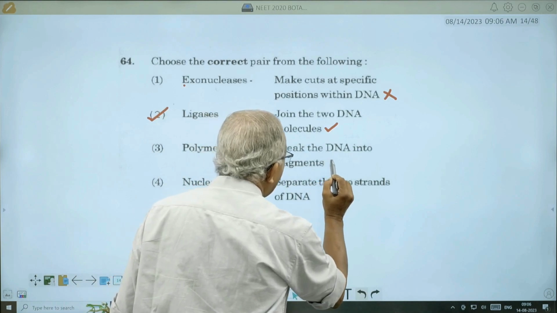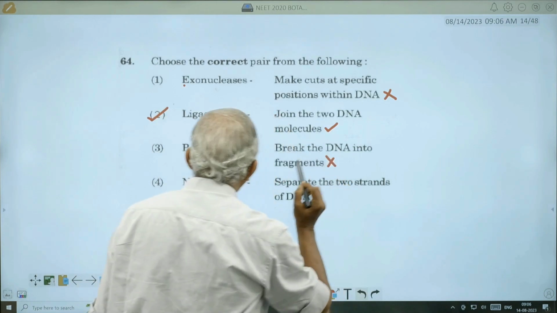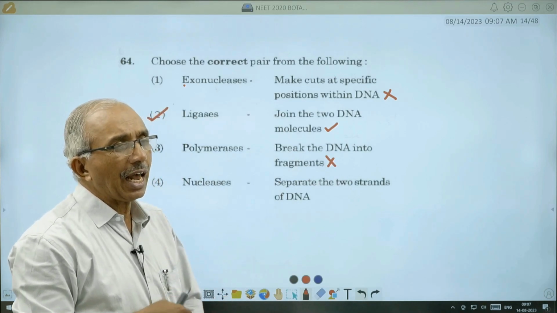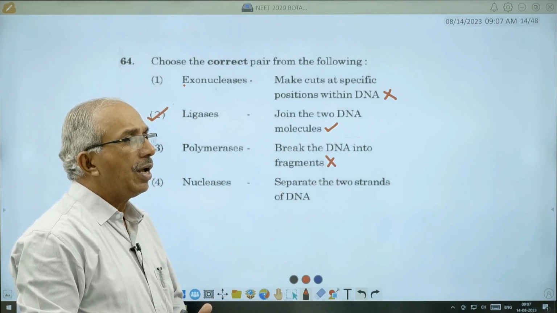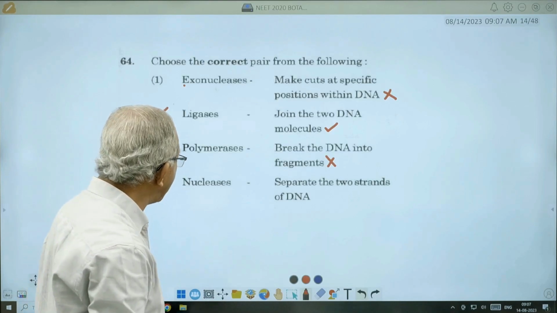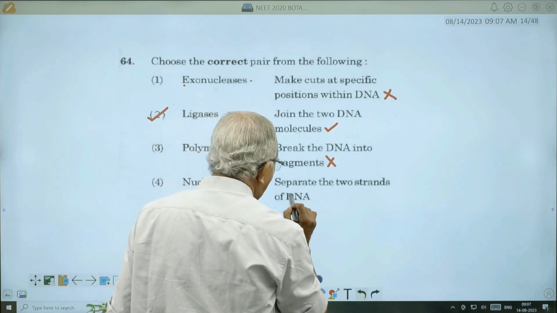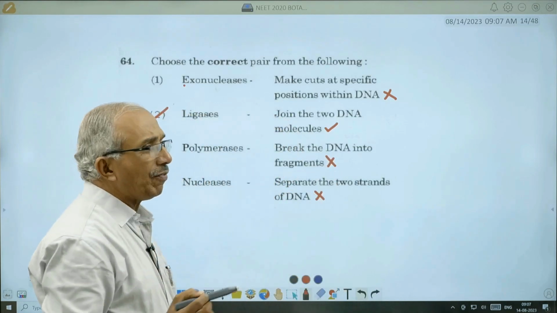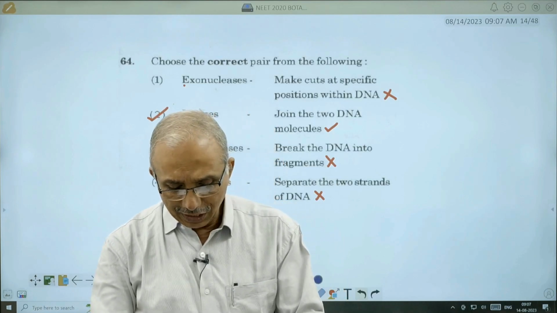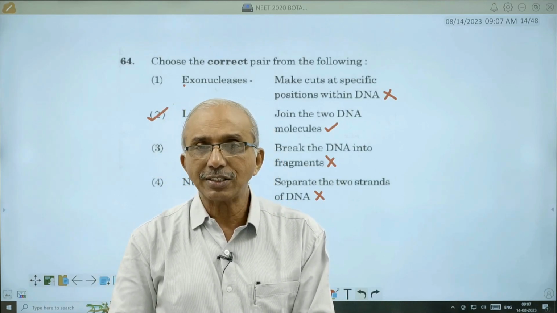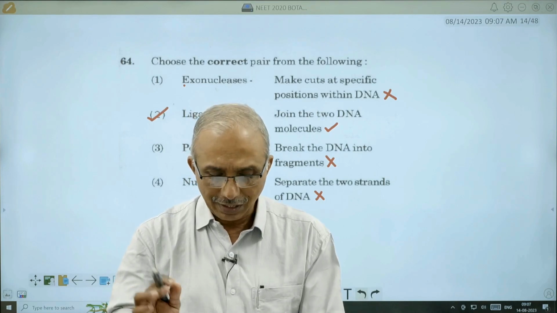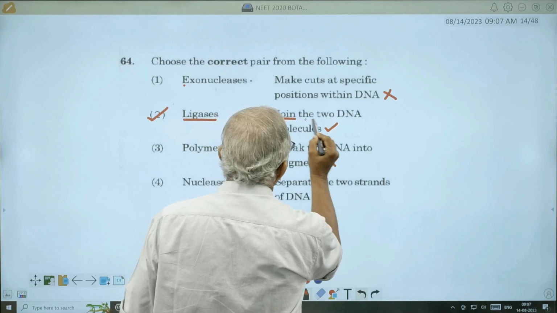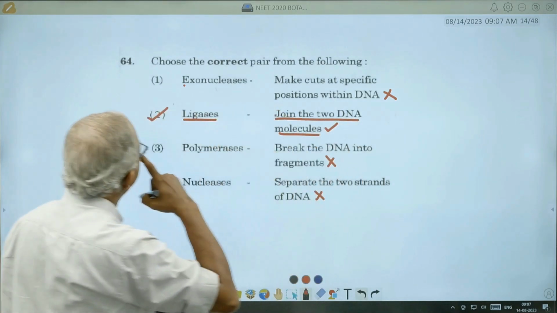Polymerase breaks the DNA into fragments. Wrong. Polymerase catalyzes the polymerization of nucleotides. Nucleases separate the two strands of DNA. Wrong. The enzyme which separates two DNA strands is helicase, not nuclease. So here the answer is option 2.